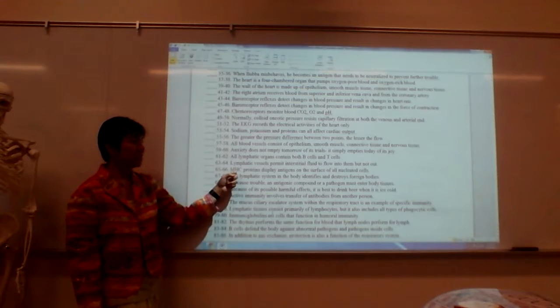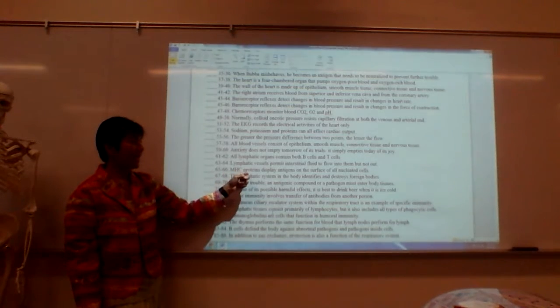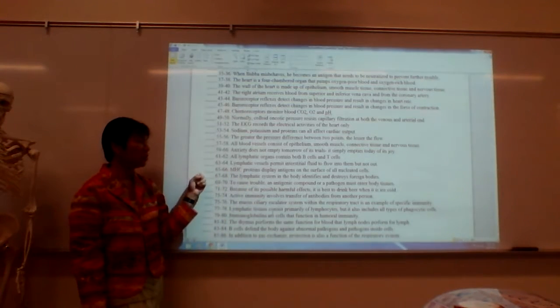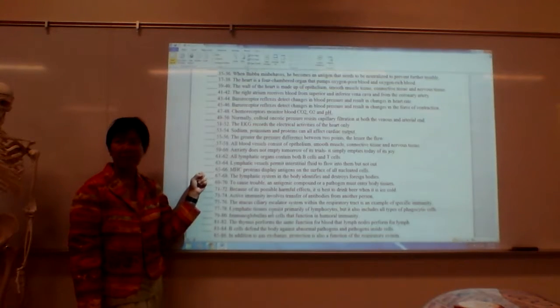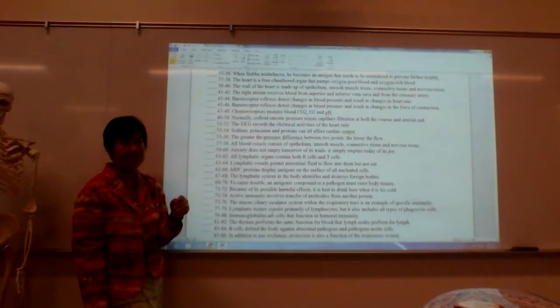Okay, MHC proteins display antigens on the surface of all nucleated cells. True or false?